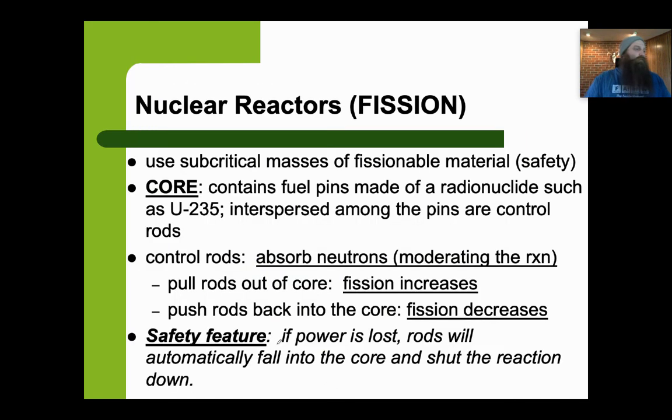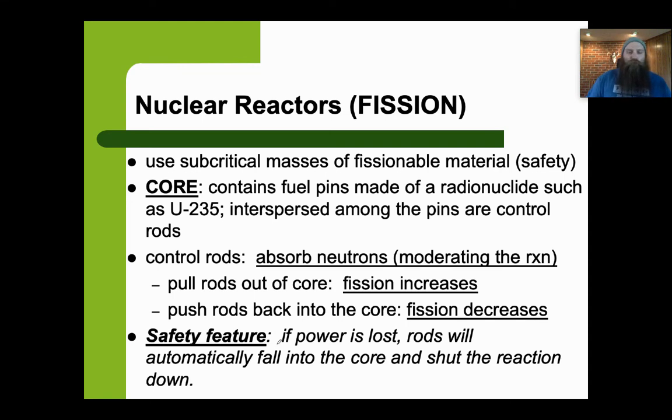Lots of nuclear reactors. So how does a nuclear reactor compare to a nuclear bomb? Well, first, they use subcritical masses on purpose. That's a safety thing. So even if the core was to have a meltdown, the point is it won't go critical. It won't explode into a nuclear bomb.